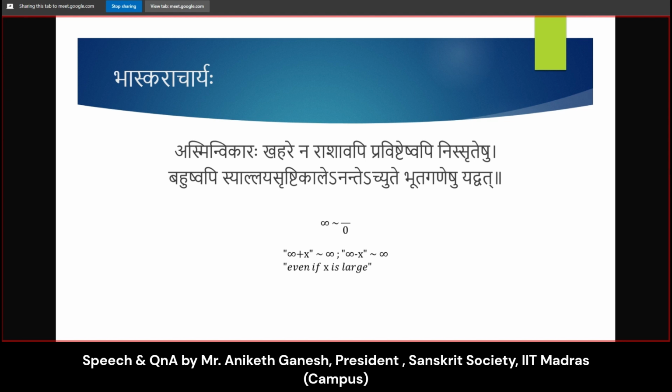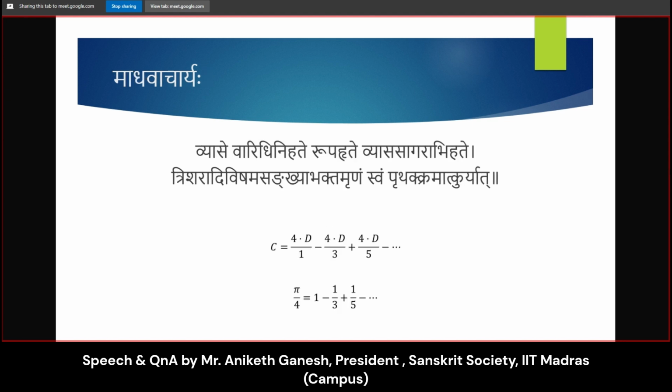And he gives a simile from philosophy. Anante achyute bhuta ganeshu yadvat. Laya srishtikale anante achyute bhuta ganeshu yadvat. During the time of creation and destruction, just like there is no change in the Ananta Achyuta, that is the Brahman, even though the physical objects of the world go in or come out from him, so too there is no change in Khahara, even if you add or remove a large value from it.